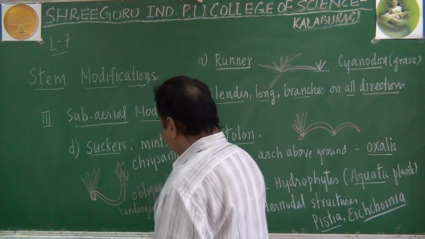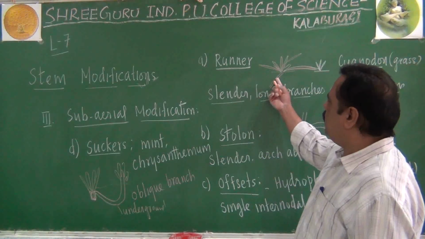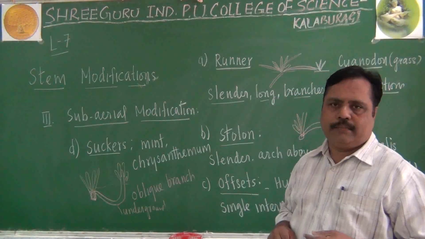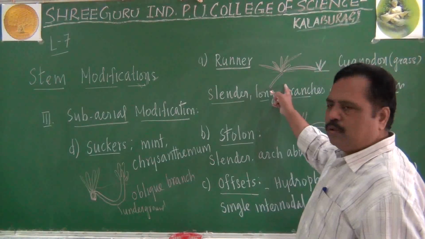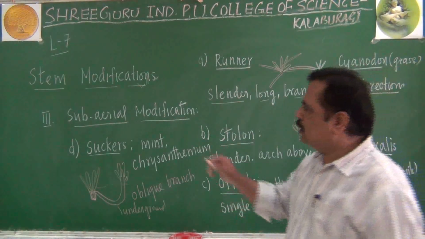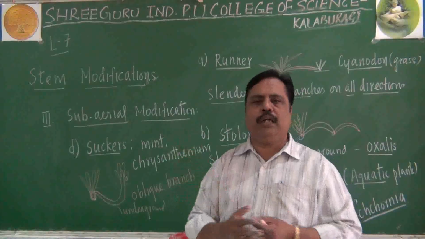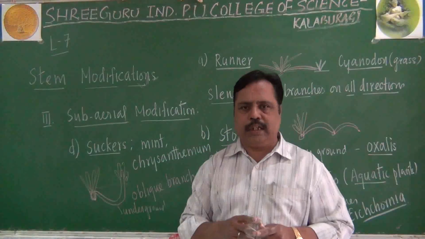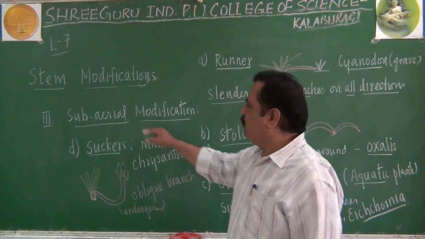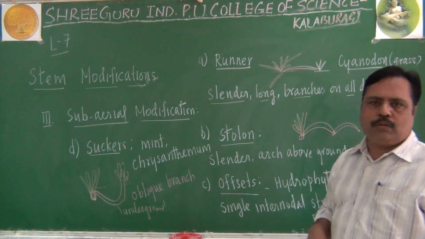So remember, in all these four modifications, they are partly depending on soil and partly depending on air. They are not completely below the soil, they are not completely above the soil either. That's why they are called subaerial modification. Underground modifications are completely below the soil. Aerial modifications are completely above the soil. Subaerial will be partly below the soil and partly above the soil.